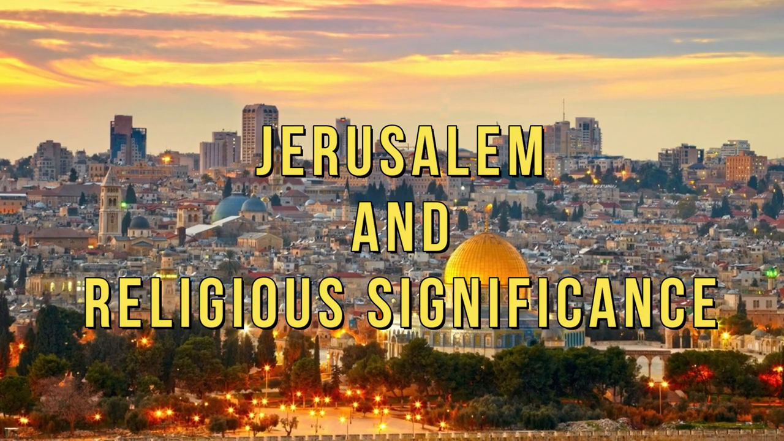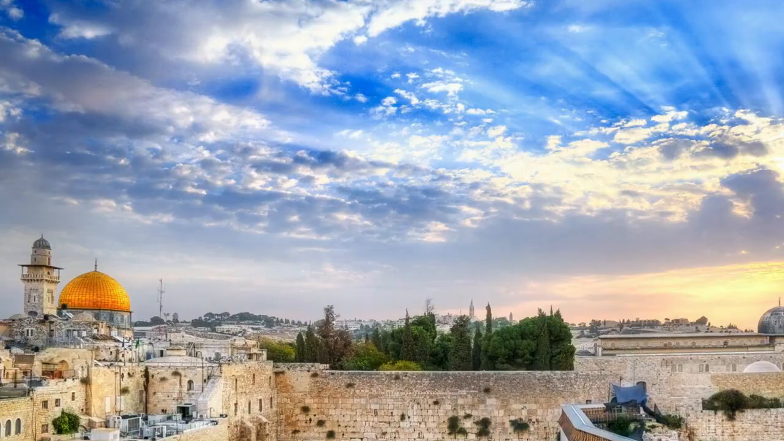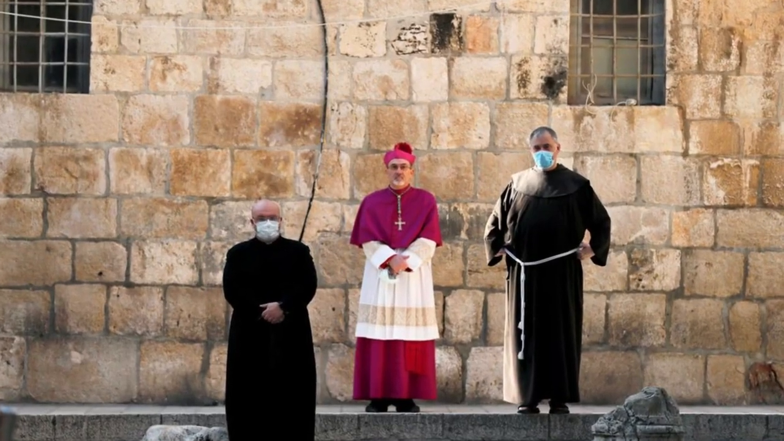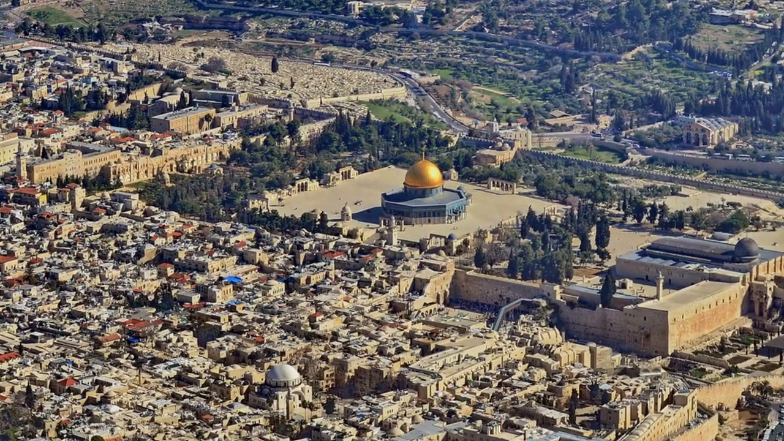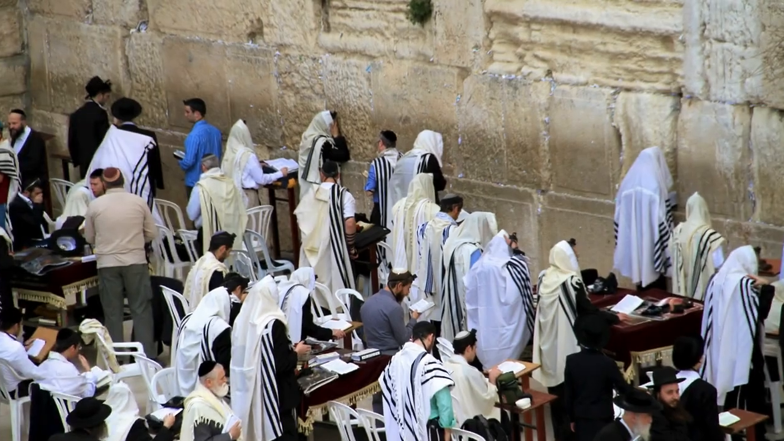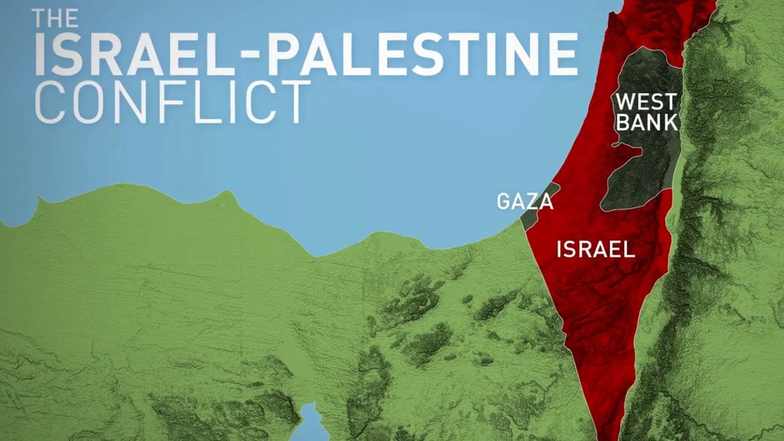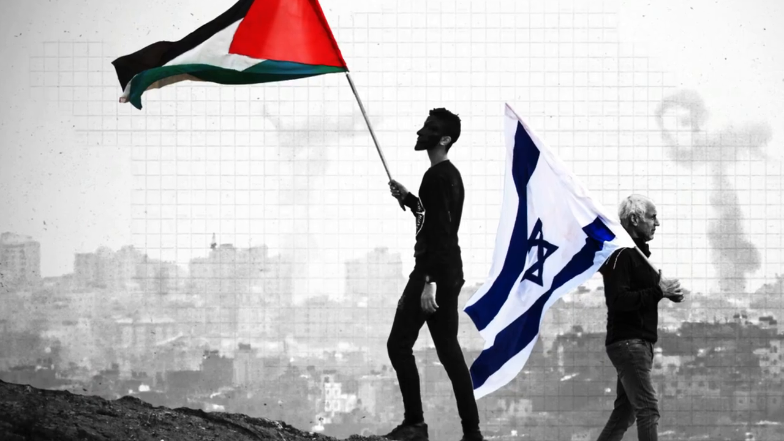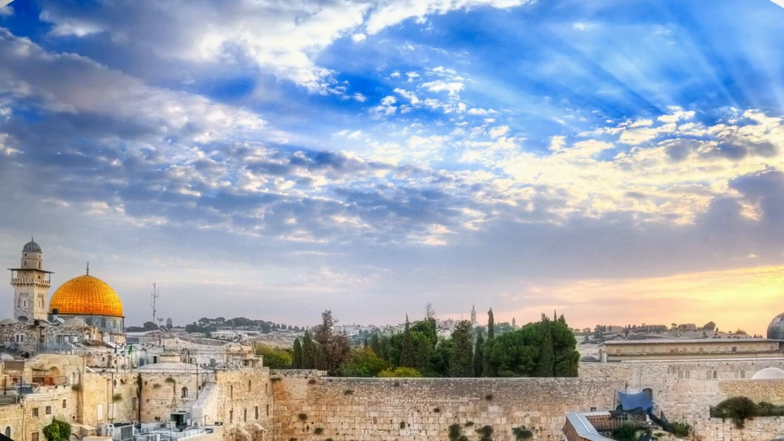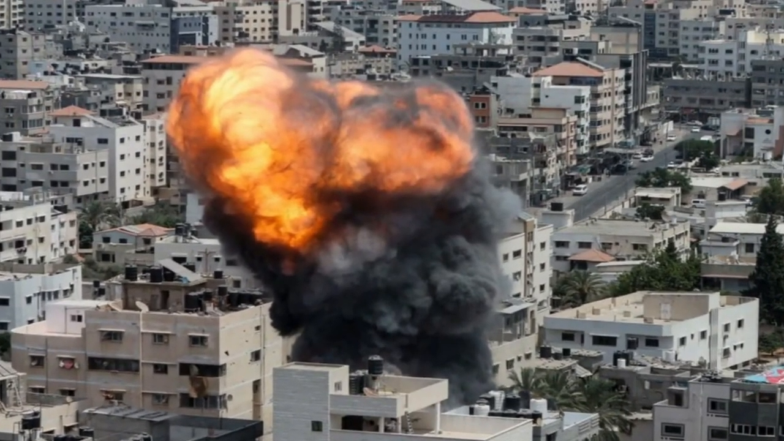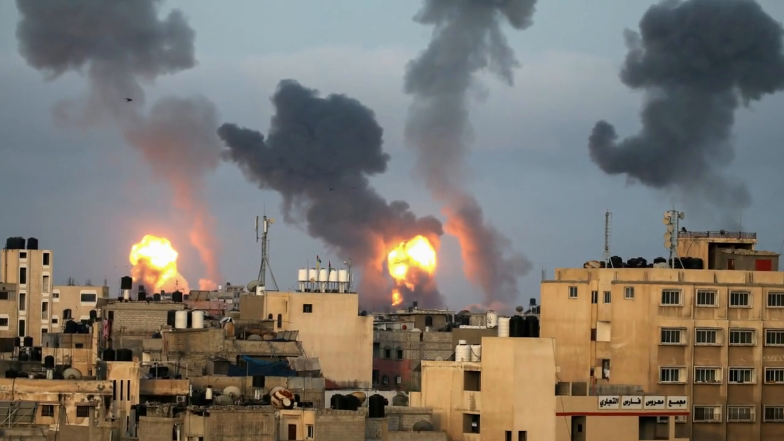Jerusalem and religious significance. Jerusalem is another flashpoint in the conflict because it's home to holy sites for Judaism, Christianity, and Islam. Clashes often occur around major religious holidays, heightening tensions in the region. Conclusion: the Israel-Palestine conflict is a long and intricate story rooted in history, territorial disputes, and religious significance. It has caused immense suffering for many people over the years, and recent attacks indicate that tensions remain high. Understanding this background is essential to making sense of the current situation and the potential for further escalation.